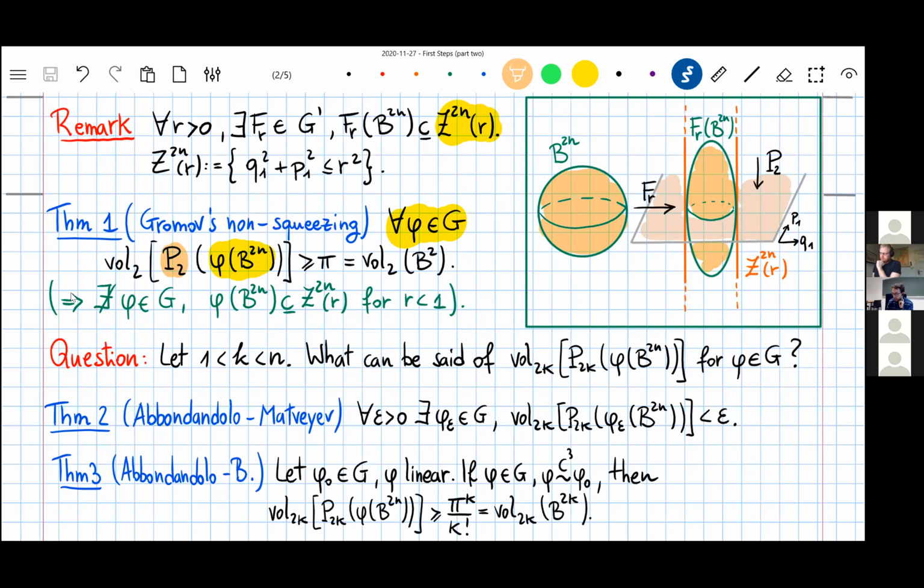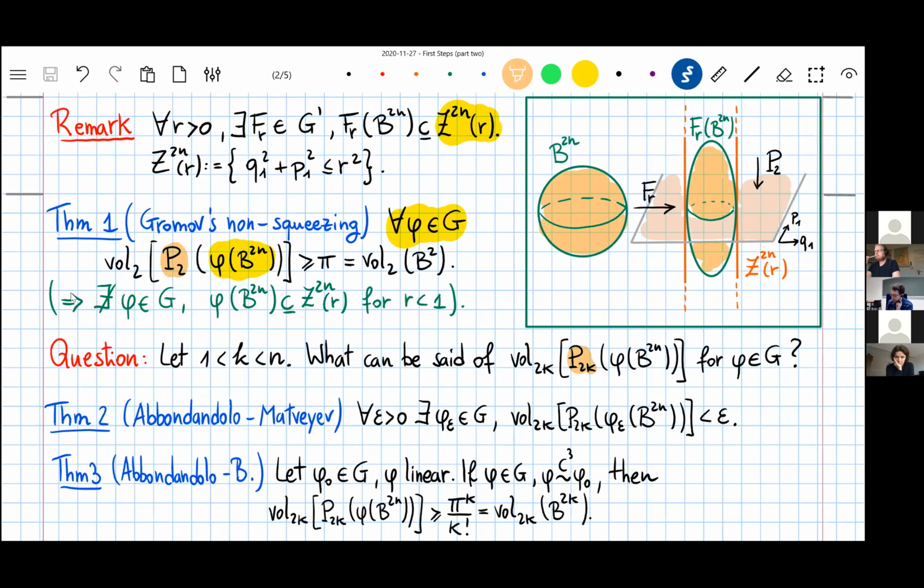Then there was a question that originated, I think, shortly after Gromov's non-squeezing: whether some kind of non-squeezing phenomenon exists also in these intermediate dimensions. In particular, if I consider the projection on the 2k coordinates q1, p1, q2, p2, and so on, what can be said about the volume of this shadow in 2k dimensions?